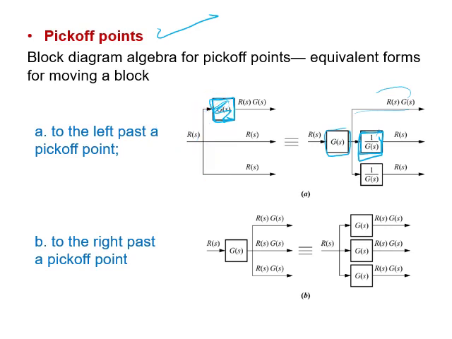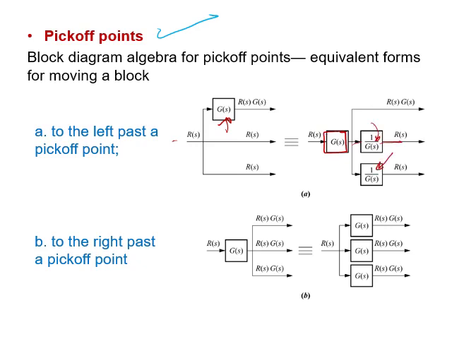G1 is a block on the output of the pickoff point. When I move it to the input, it comes here and it becomes G(s), not G1, G(s). So the other outputs are going to be with 1 over G(s) and 1 over G(s).